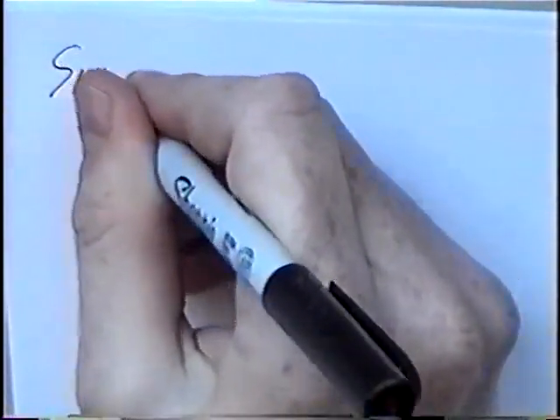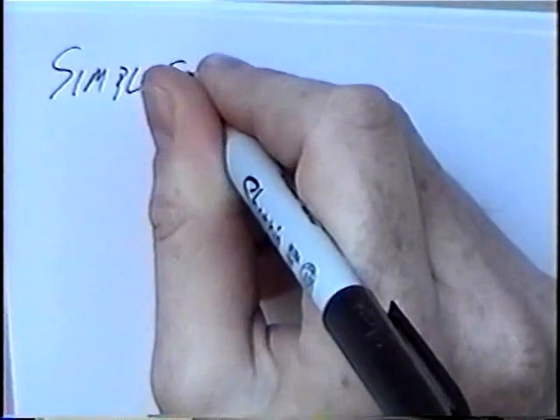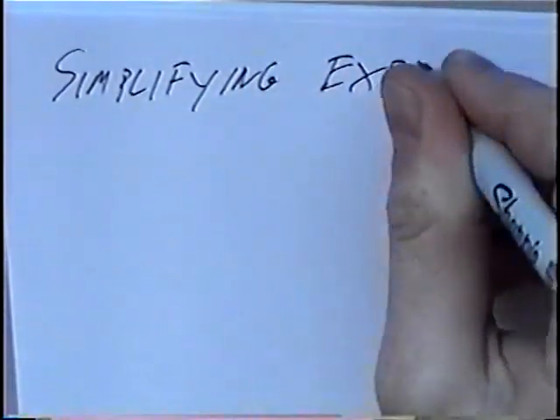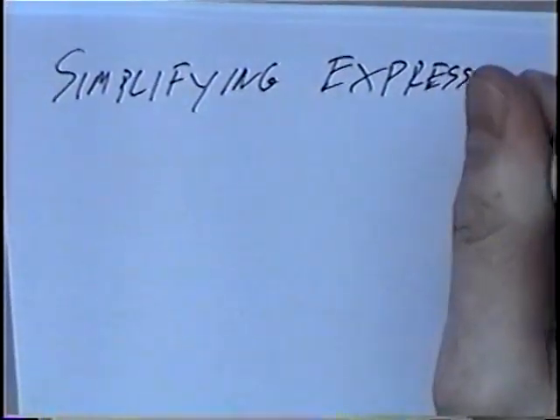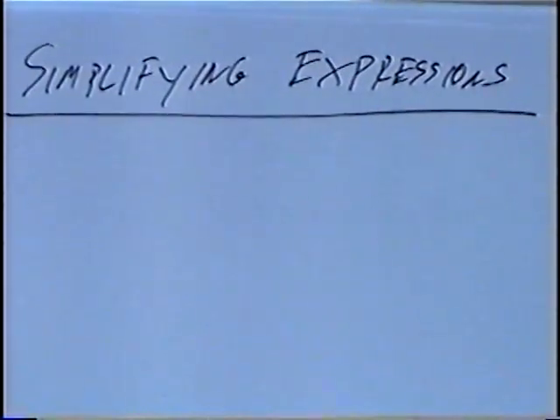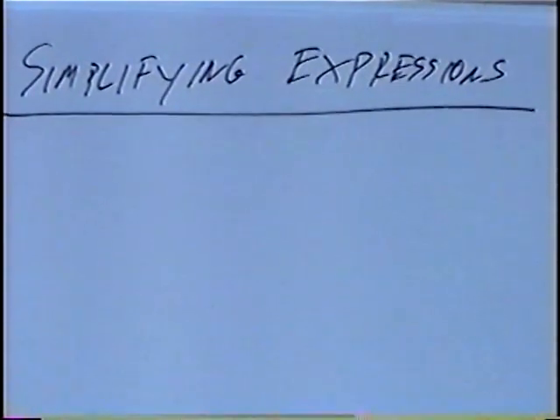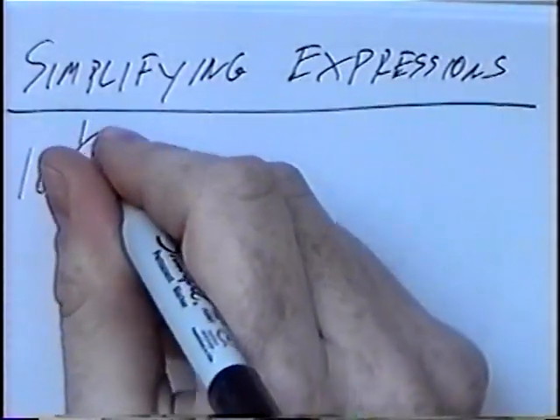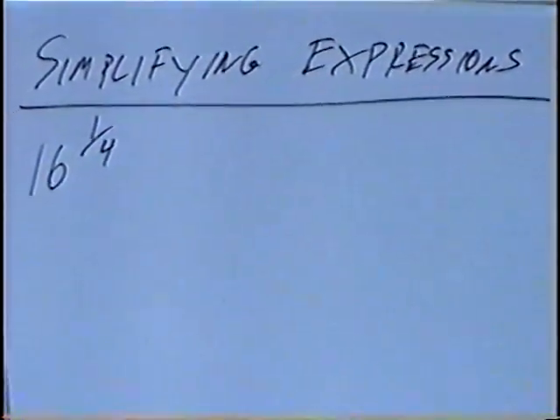Title of the last section today is Simplifying Expressions. In this section, we'll use radicals and exponential forms to simplify expressions. First question is 16 to the 1/4 power.